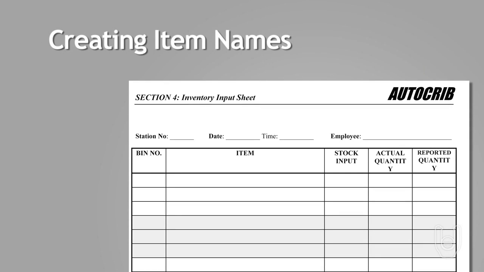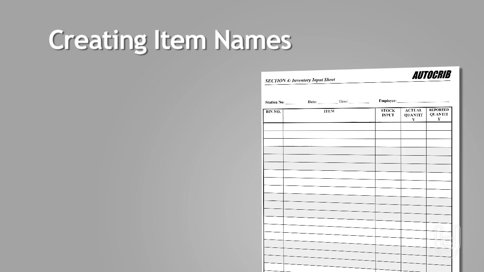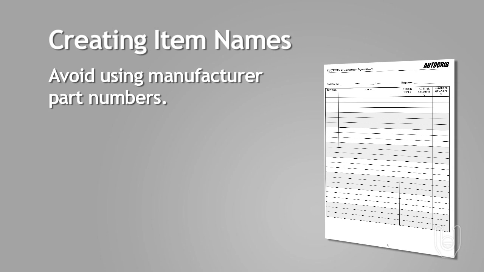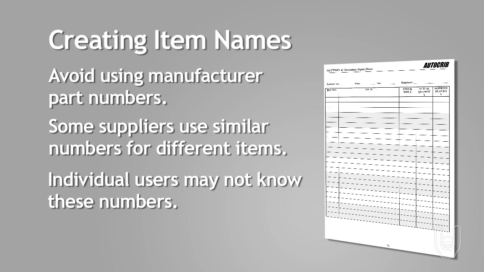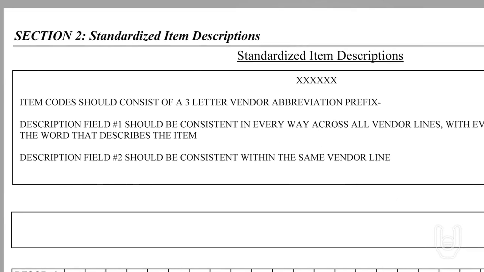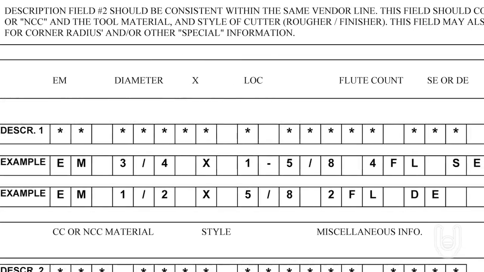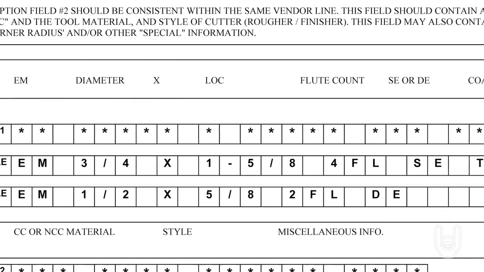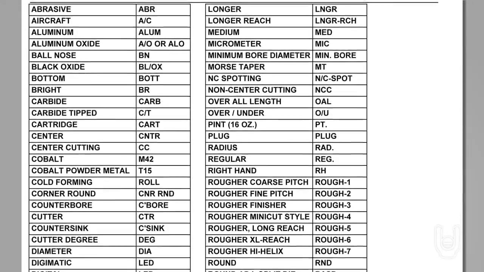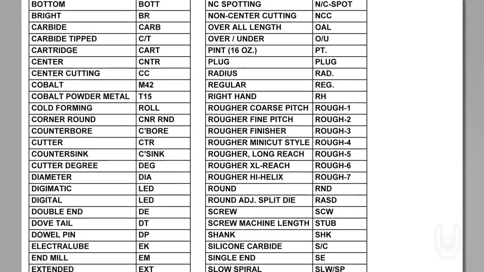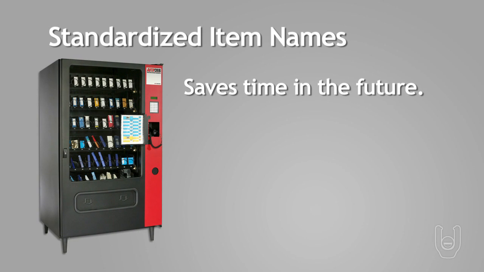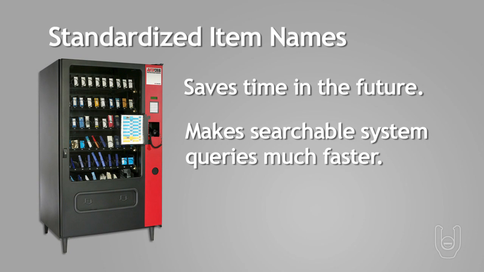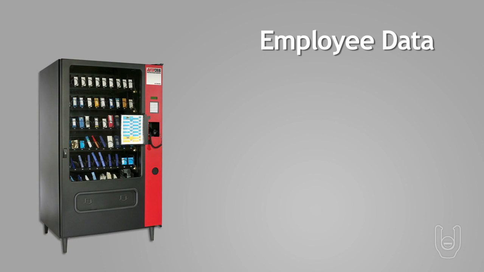When creating item names or descriptors, make sure you use a system of identifying like-numbered items. Try to avoid using manufacturer's part numbers only, as some suppliers may use similar numbers for different item types, and individual users may not know these numbers. The manual supplied with this system has excellent examples of standardized item descriptions. We recommend that you spend some time reviewing these pages and work up a set of standardized items that works for you and your facility. Taking the time to standardize your item names will save you countless hours later and make searchable system queries run much faster later on.